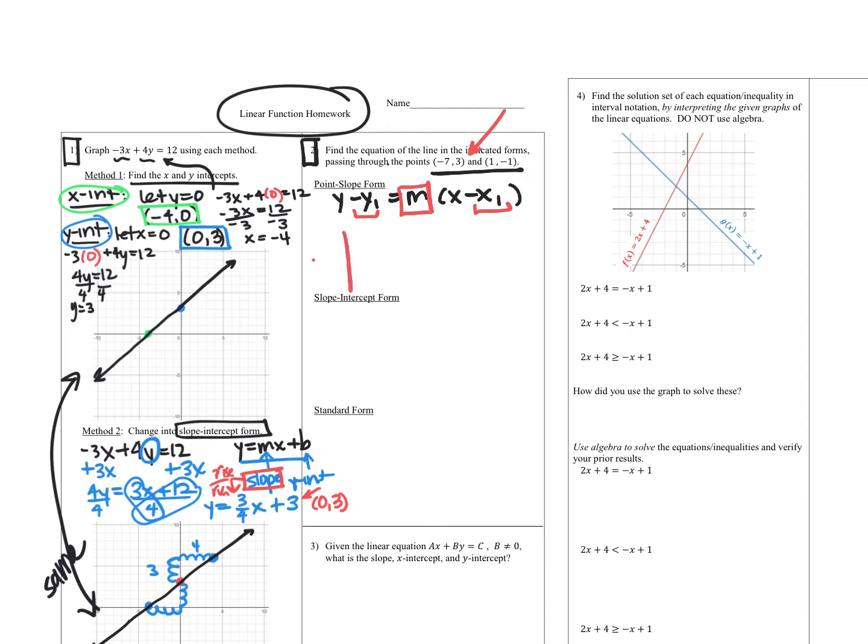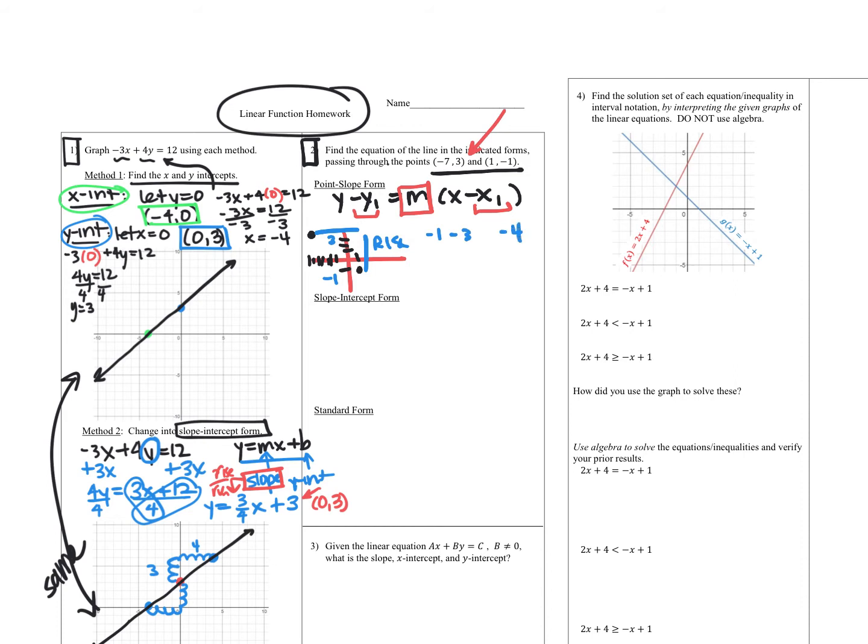What I mean by that is I know the point 1, negative 1 would be about right there, and then negative 7, 3, 1, 2, 3, 4, 5, 6, negative 7, up 3, it's somewhere over there. So I just want to think about how much I have to rise up and go over. That's really what my slope is. If I'm thinking about the rise part, I'm at a negative 1 and I'm rising all the way up to 3, so I'm looking at the difference between negative 1 and negative 3, which is negative 4.